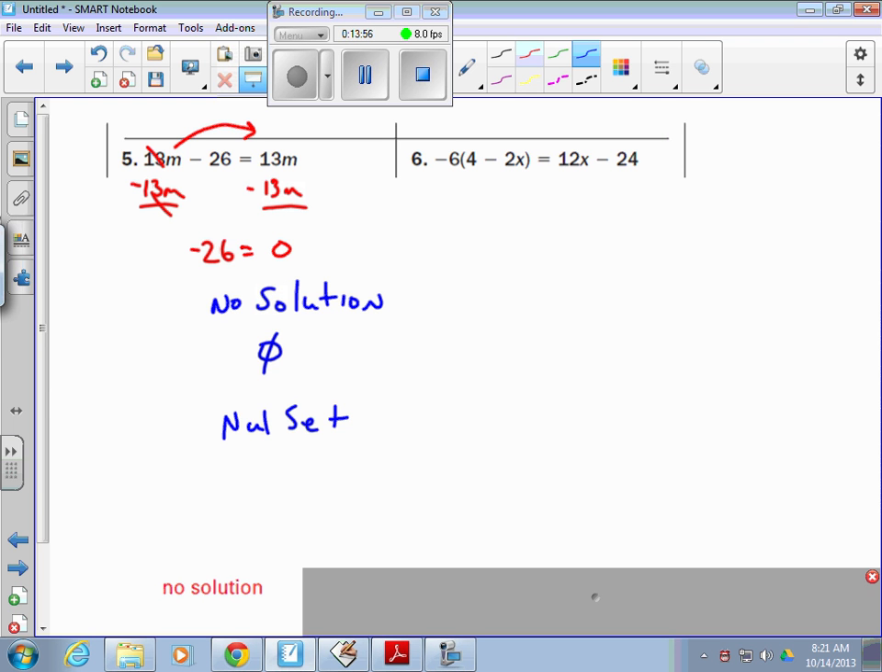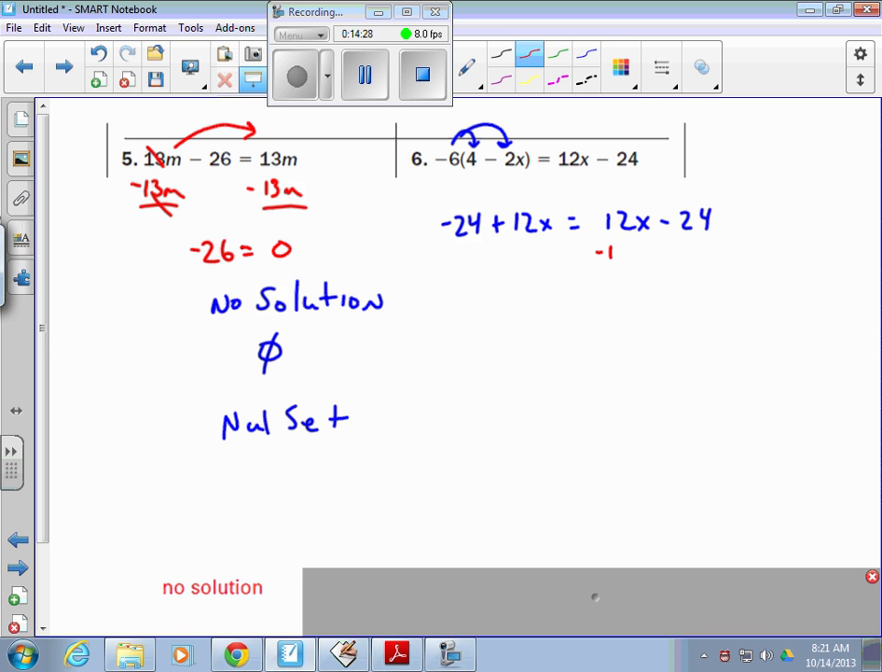Whereas number 6, on the other hand, you distribute negative 6 to both terms. Negative 6 times 4 is negative 24. Negative 6 times negative 2x is positive 12x. Now, before you even go any farther, look and see what's on both sides of the equal sign here. There's a negative 24 and there's a positive 12x. That's the same thing on both sides. This one's going to come out to be an identity problem. Let's see how that happens.